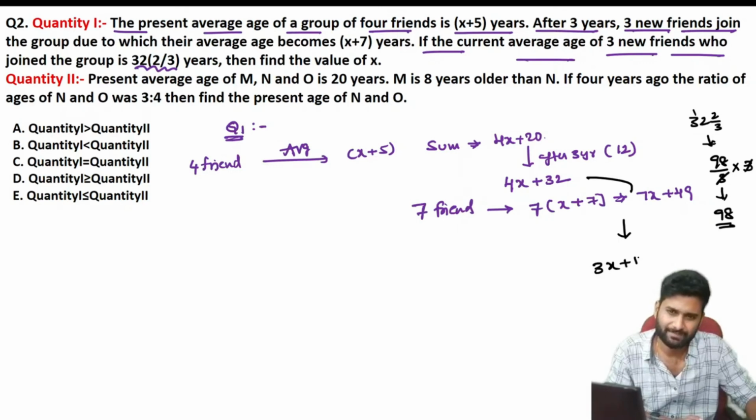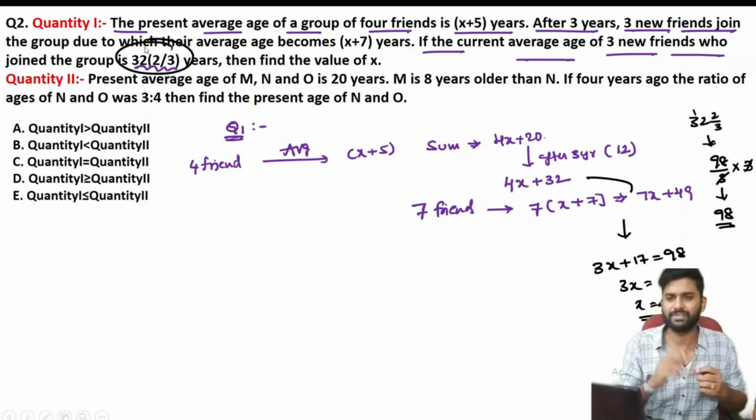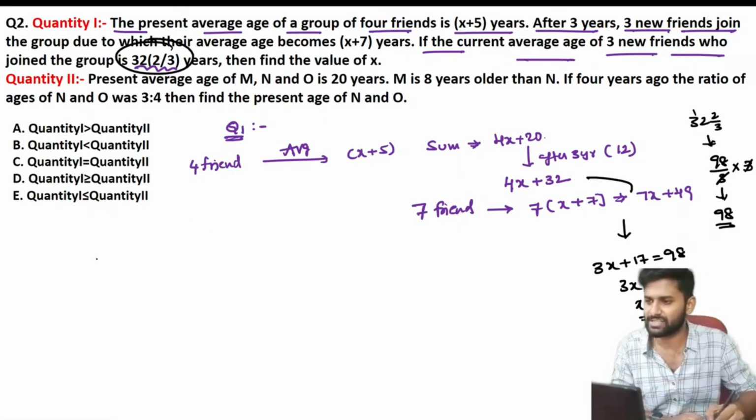3x plus 17 is exactly equal to 98. Now 3x is exactly equal to 81, and x is equal to 27. Why? Because it's an average, right? So when an average is converted into a sum, you should multiply by 3 units. So that is quantity one.